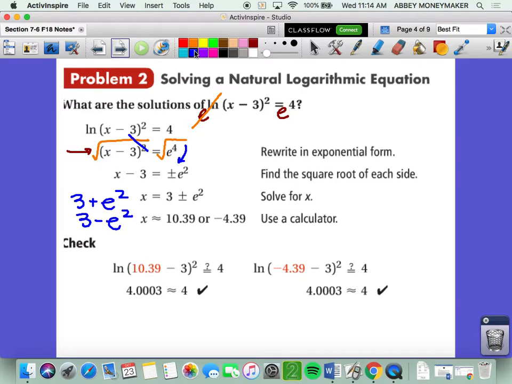Okay? Lastly, you do want to check. You can see here, since they rounded, that's where they're getting that 4.003 from, but it's approximately the same as 4, right? If you didn't round, you should get exactly 4. Okay? So, moral of the story, if you see natural log, how do you get rid of it?